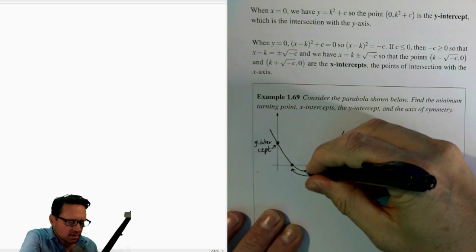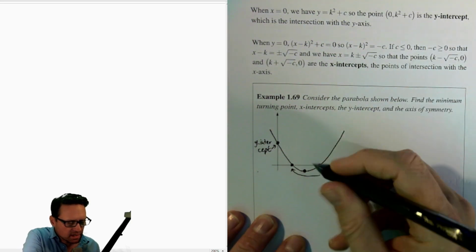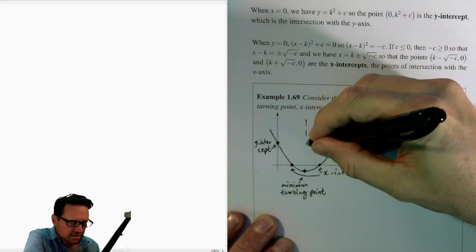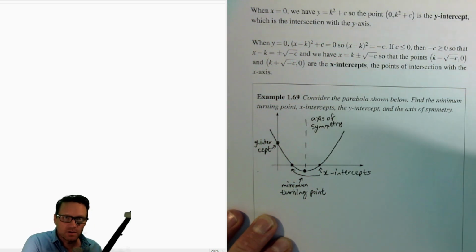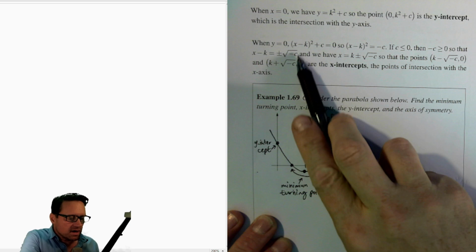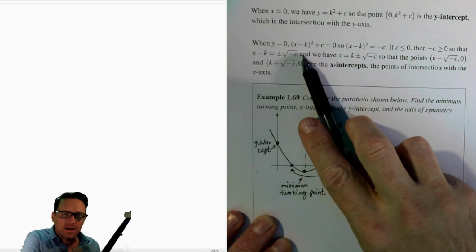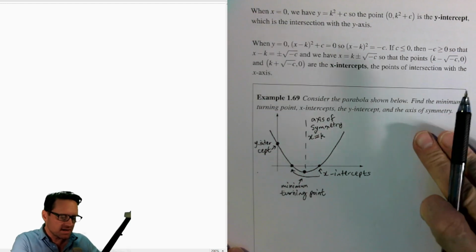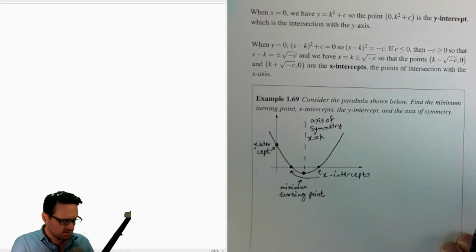Okay, down the bottom we have our turning point. In this case, we have a minimum turning point. And then we have an axis of symmetry, which is, remember, the vertical line x equals k when our equation is of the form y equals (x minus k) all squared plus c. Okay, so we've done all those, so let's move on to the next page.